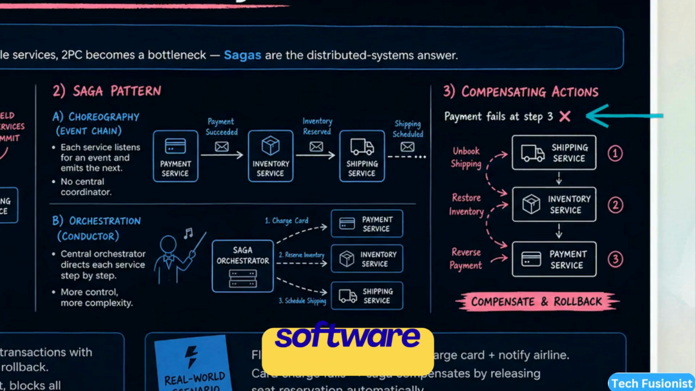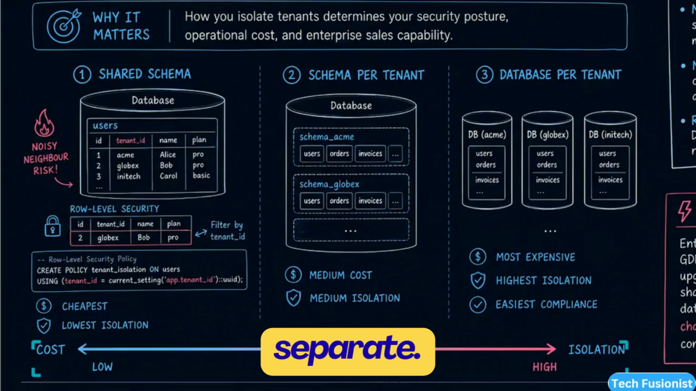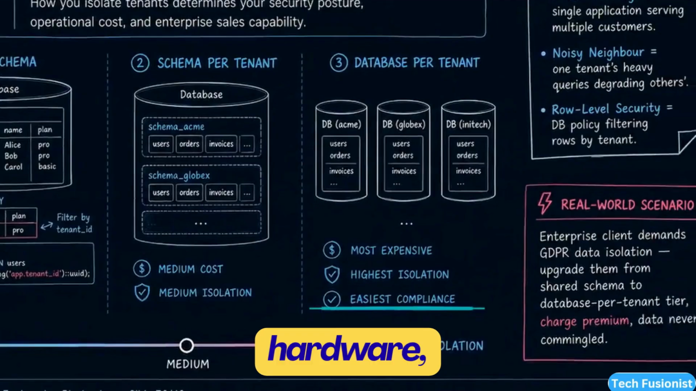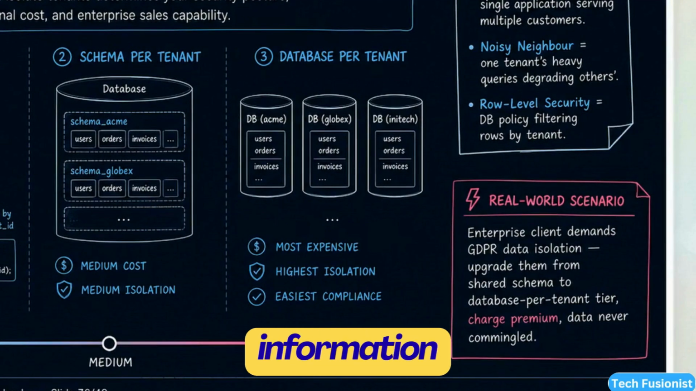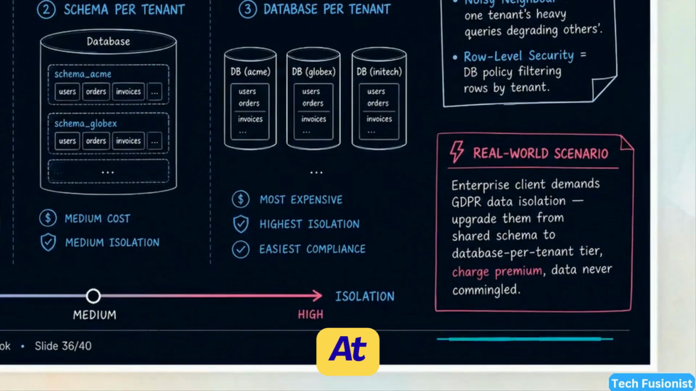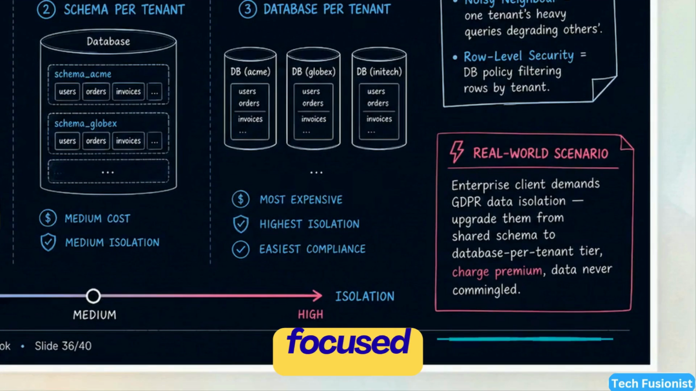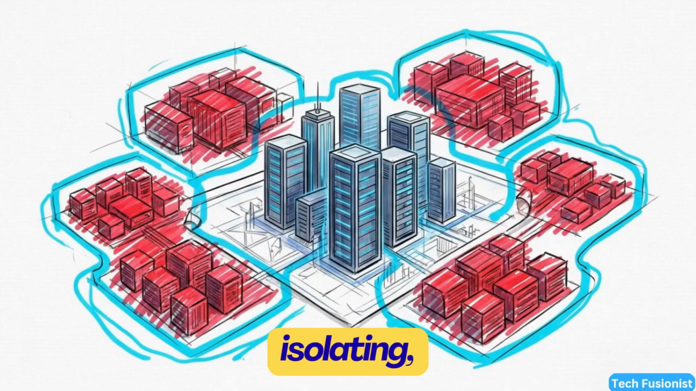This spectrum shows how software companies keep their clients' data separate. By providing high isolation between users on the same hardware, engineers ensure that even the largest enterprise clients can keep their private information completely secure. At this level, backend engineering is focused on anticipating, isolating, and surviving failure to keep the system running.